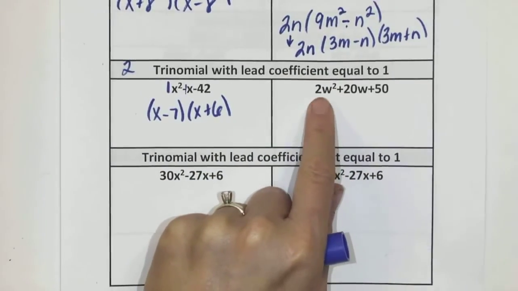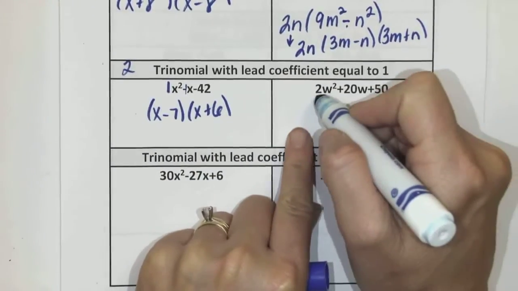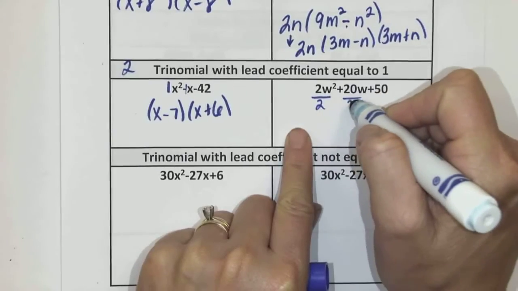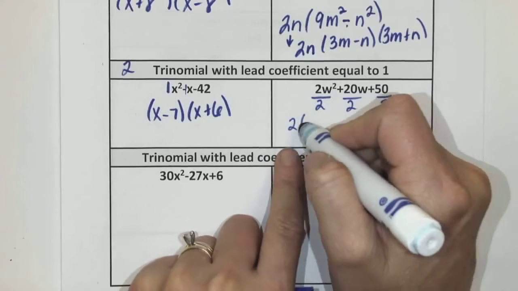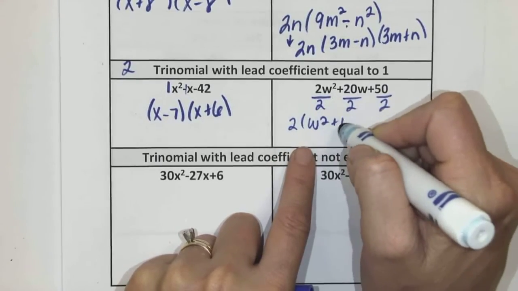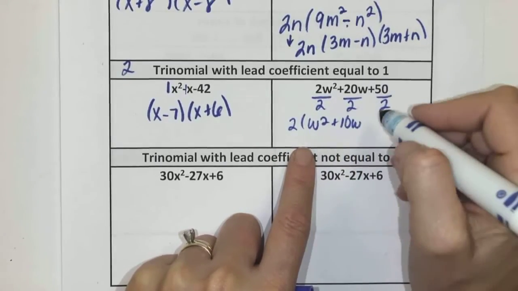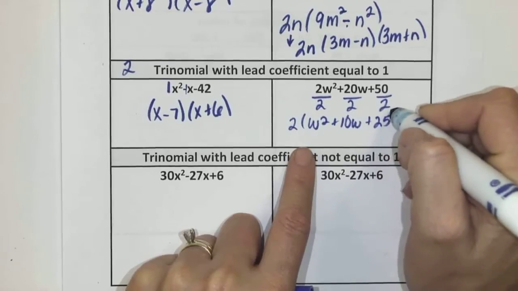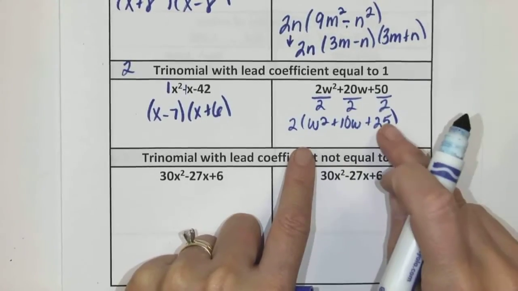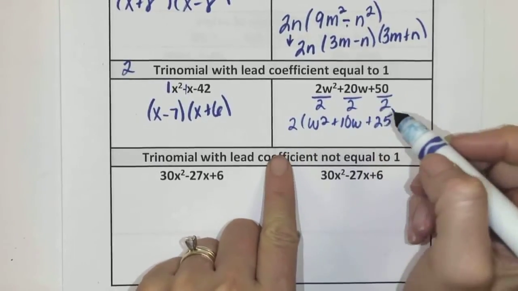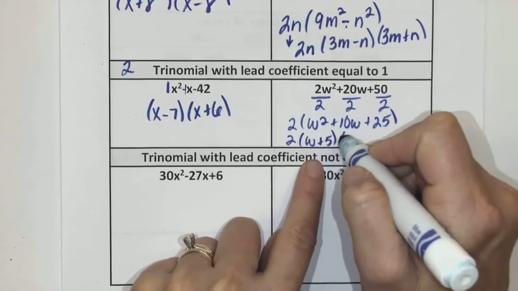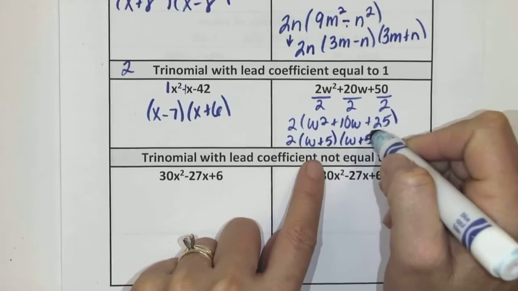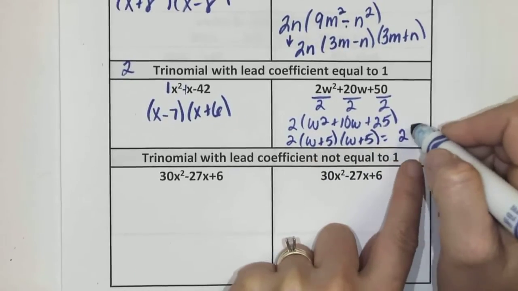First, you might not look at this and think it should be under this category, but remember, first step is to always take out a GCF. In this case, it's 2. And I'm left with w squared plus 10w plus 25. And then when I think what numbers multiplied together give me 25 and add to give me 10, I think 5 and 5.